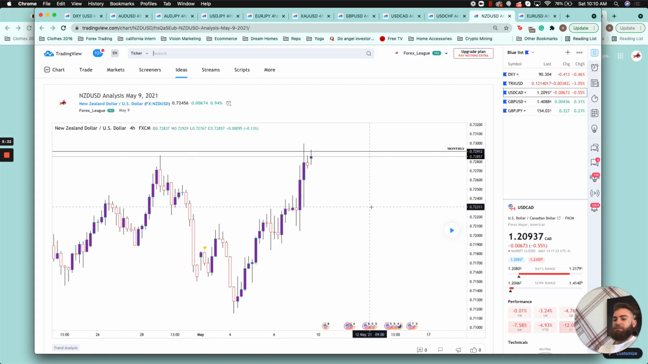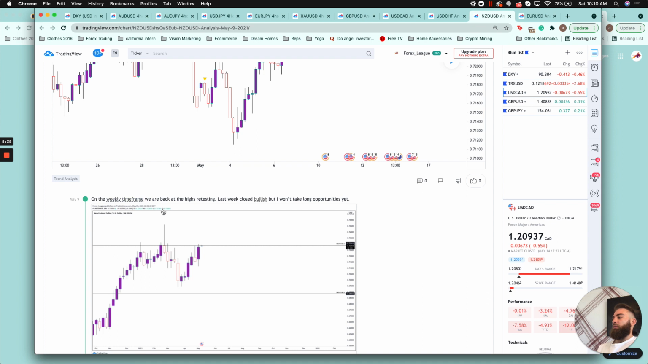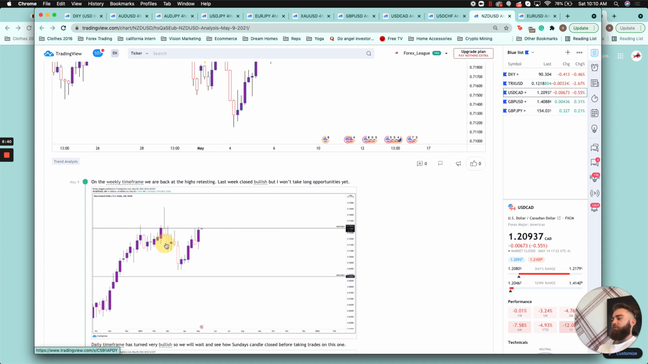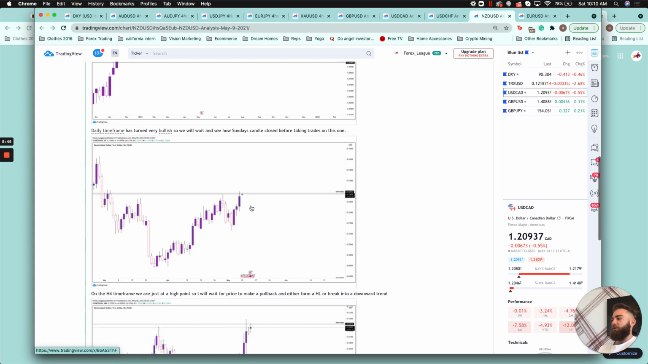Let's go to NZD USD next. So this pair was at a resistance level on the monthly. So on the weekly time frame, we're back at those highs. So we were retesting these highs right here. As you can see, long wick, a lot of rejection at this level previously.